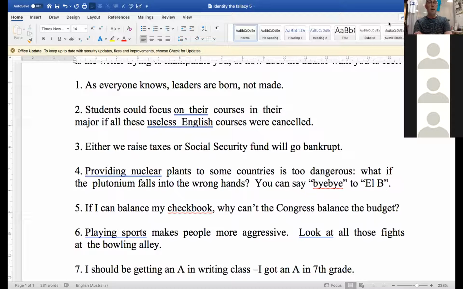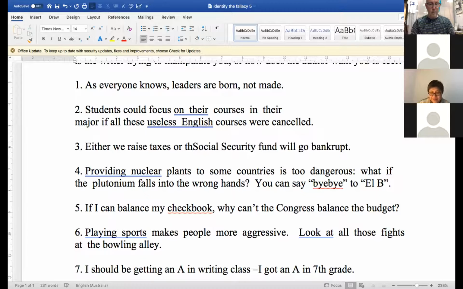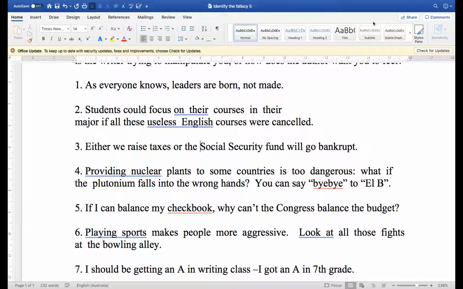Denny, just kick off. As everyone knows, leaders are born, not made. Sophia. Students could focus on their courses in their major if all these useless English courses were cancelled. Either we raise taxes or the Social Security Fund will go bankrupt. Yeah, and what I need to do, that is an error. I got this off a website. Can we just put the Social Security Fund? There's a bit of English grammar. Need to put work there. The Social Security Fund will go bankrupt. Cool. Providing nuclear plants to some countries is too dangerous.